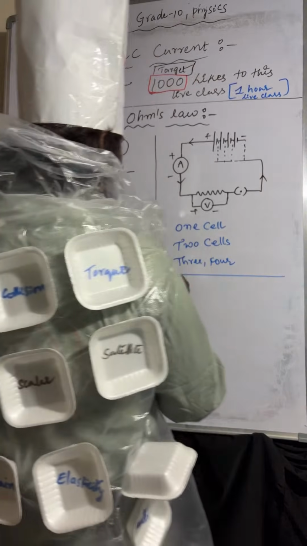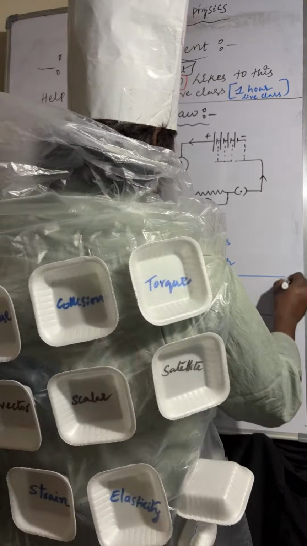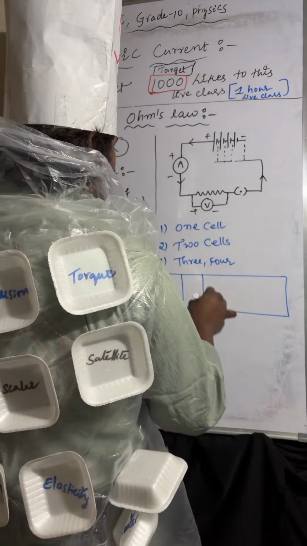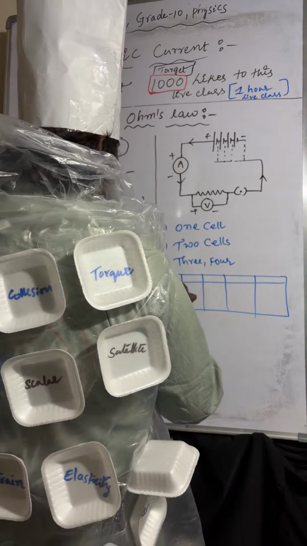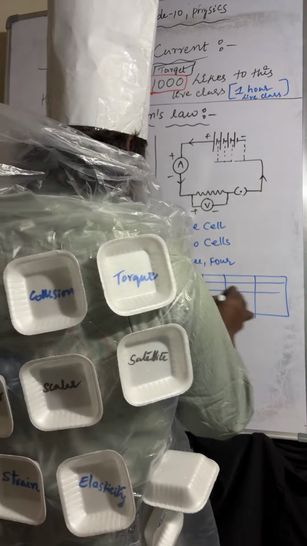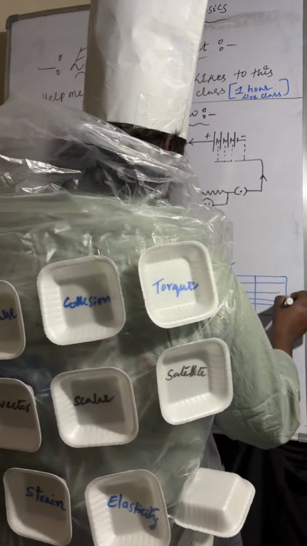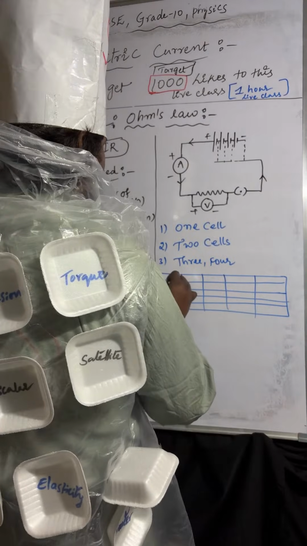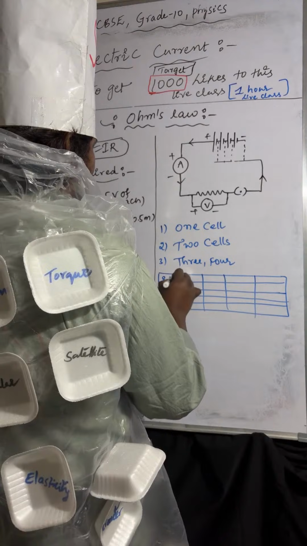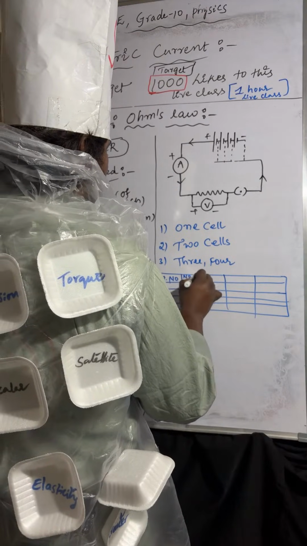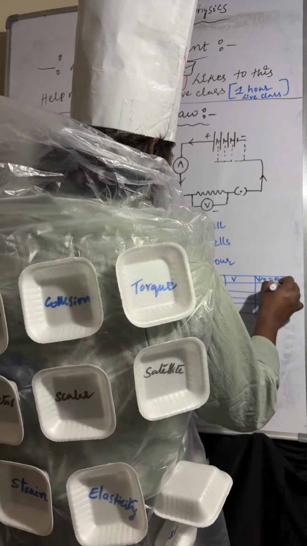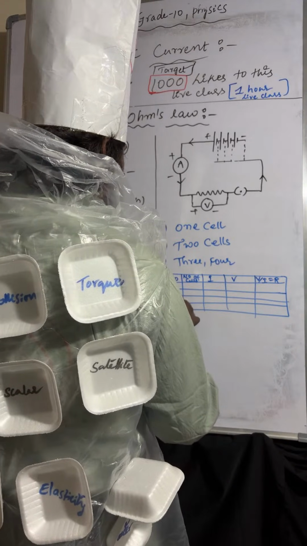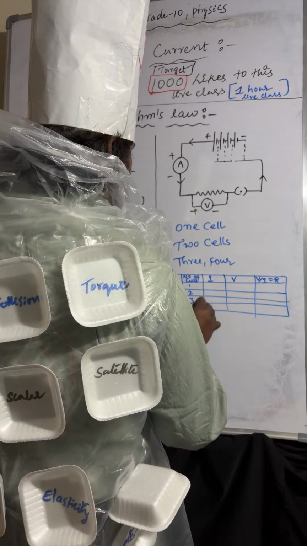I'm taking it like this: 1, 2, 3, 4. The columns are serial number, number of cells, ammeter reading, voltmeter reading, and V by I, that is R.